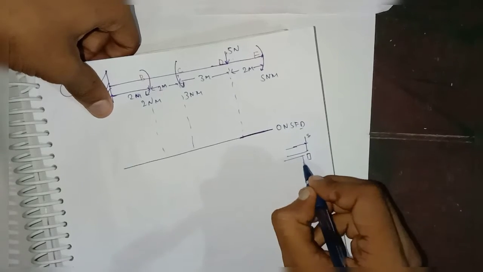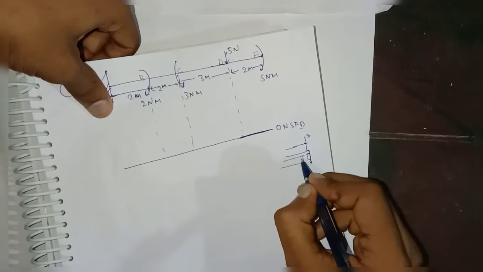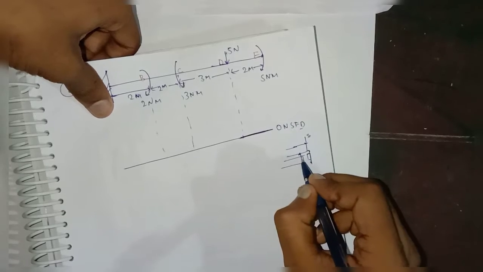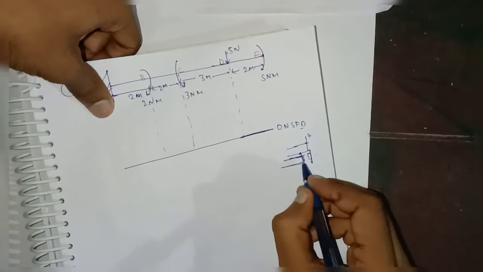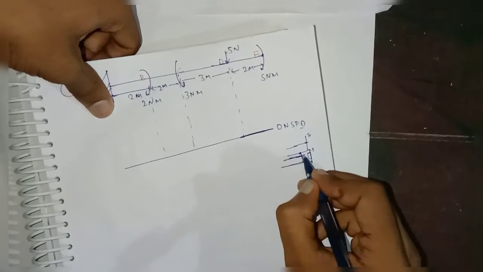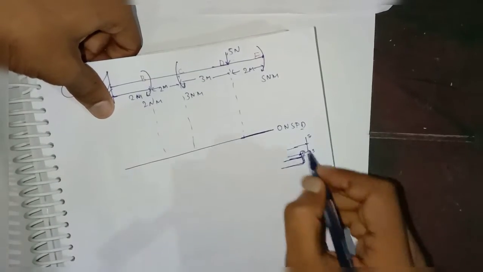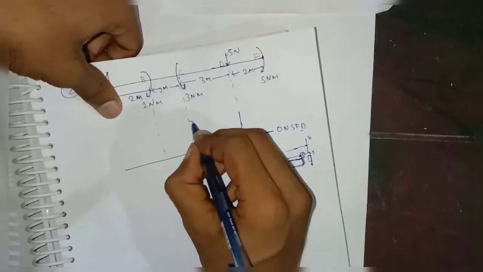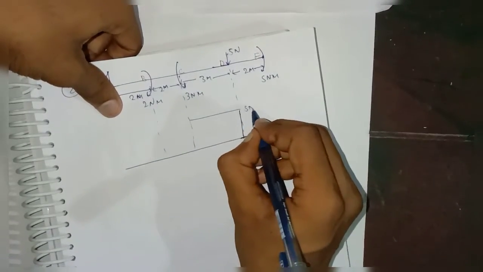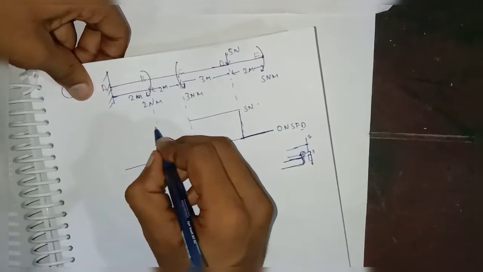So this is your load, so this beam will go down and this beam will go up. So in the shear force diagram only this beam we are going to draw. Suppose this is your 5 Newton, so this is also your 5 Newton, right? Yeah, so this is your 5 Newton and up to this there is no load, right? So this is your 5 Newton and here also no load.